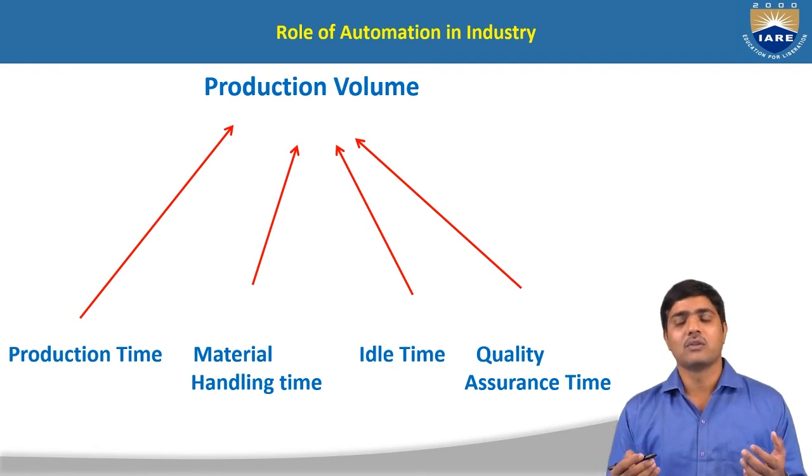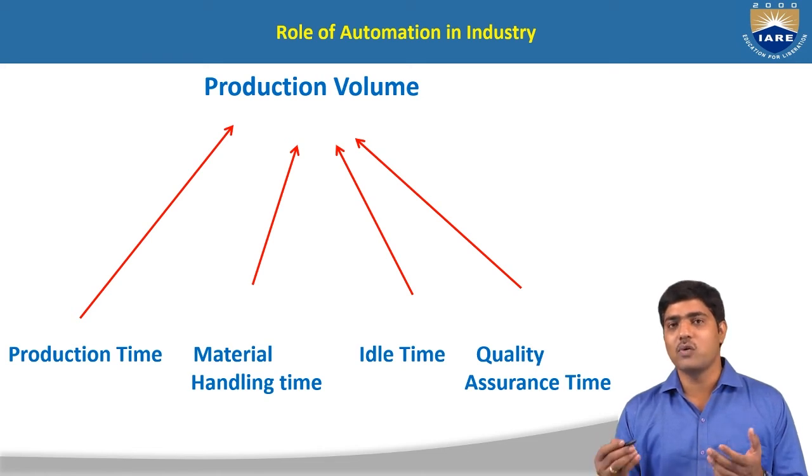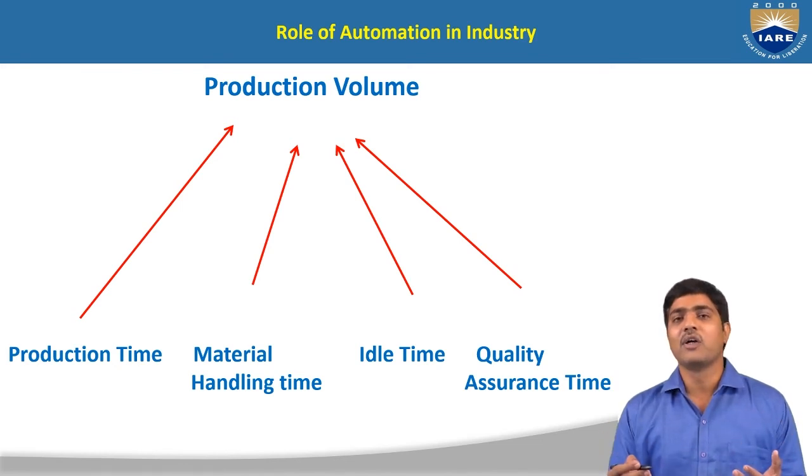in that case, if you reduce the quality assurance time, then you can increase the production volume. Suppose for making the railway tracks, they are going to utilize this particular iron material. Before they use this iron material for the tracks, they have to test that particular iron material. Is there any crack within this iron?